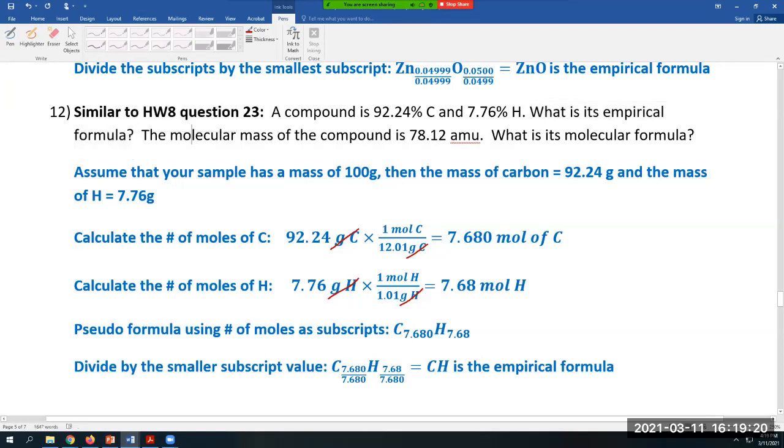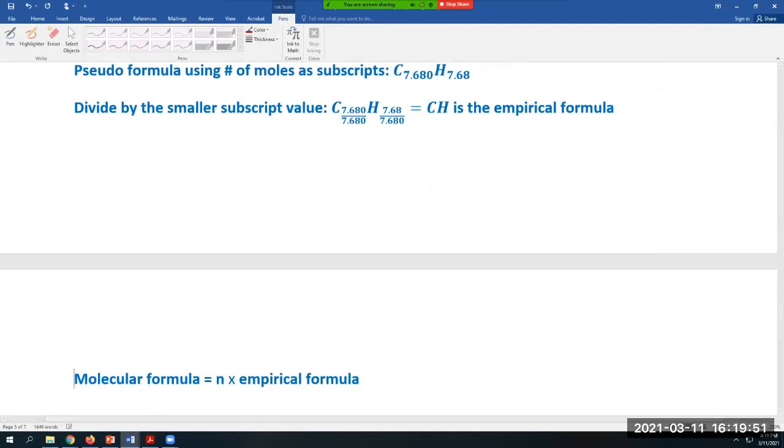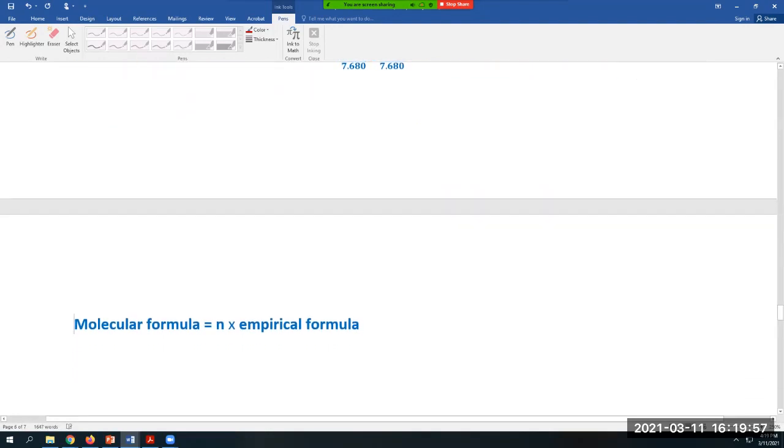But we are given the information that the molecular mass of the compound is 78.12 atomic mass units. So what is the molecular formula? When you are asked the molecular formula, you need to be given the molecular mass, right? You cannot find it without that. So what we have is the empirical formula. And there is a relationship between the molecular formula and the empirical formula. And it is that the molecular formula is n times the empirical formula. And we need to find that number n.